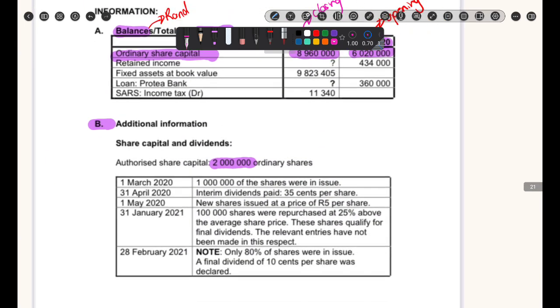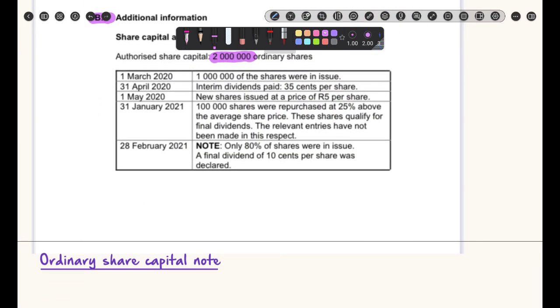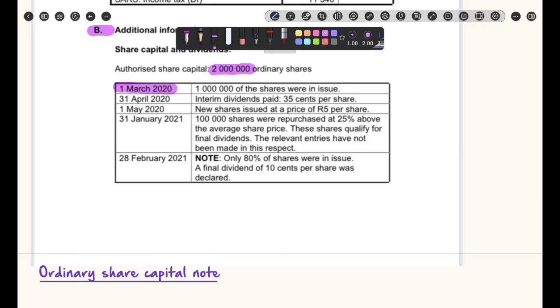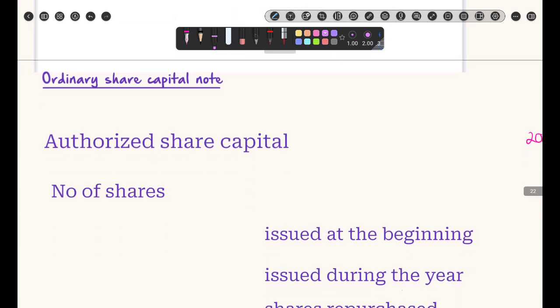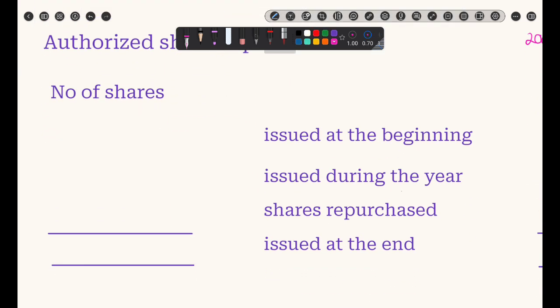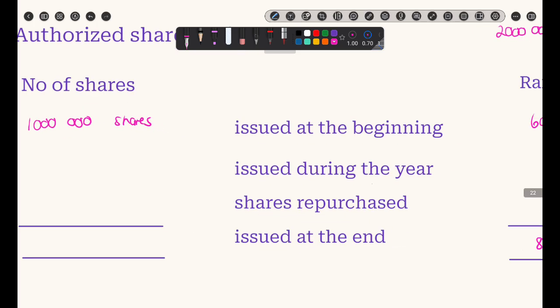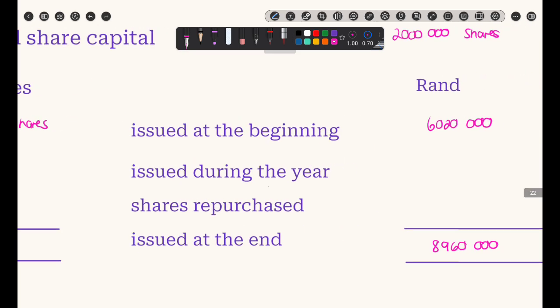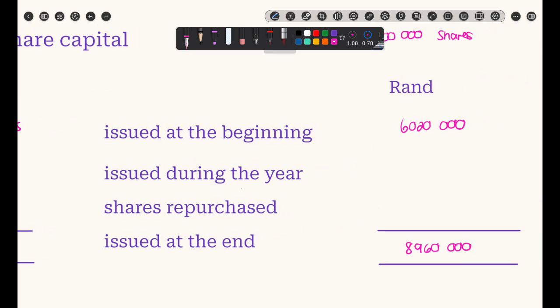Let's read our information. Under information B, they told us that on the 1st of March 2020, which is the beginning of the year, we had 1 million shares in issue. So I can go here to my issued at the beginning and put 1 million shares at the beginning of the year. This means that at the beginning of the year, I sold 1 million shares and I got paid a total of 6,020,000 rands from those people that I sold the shares to.